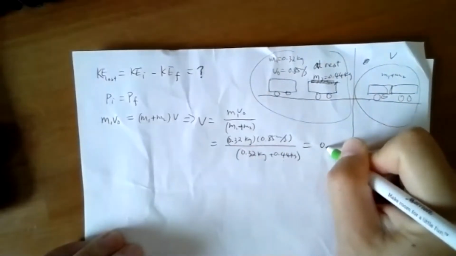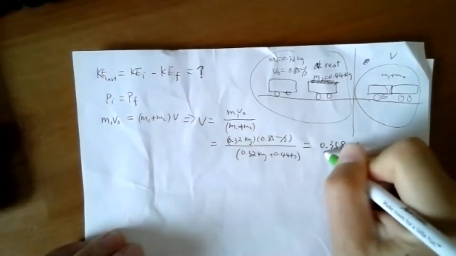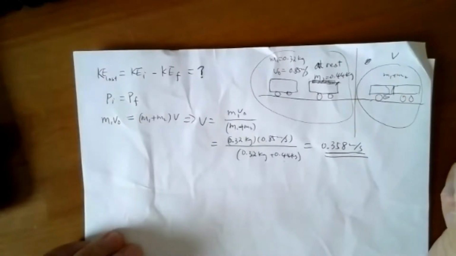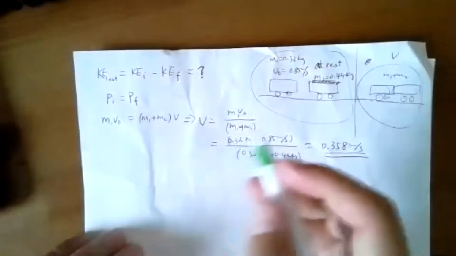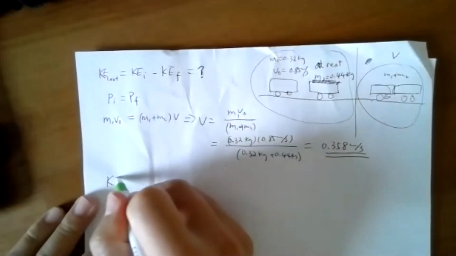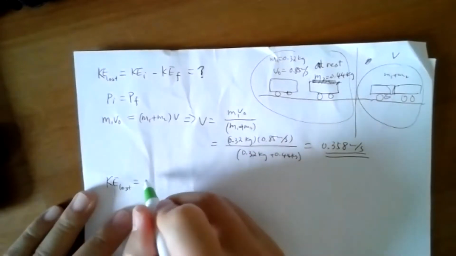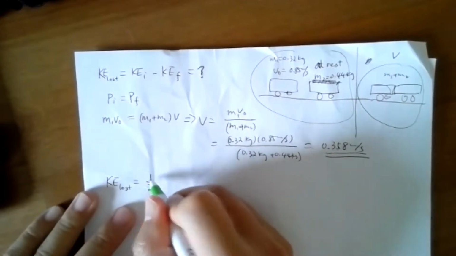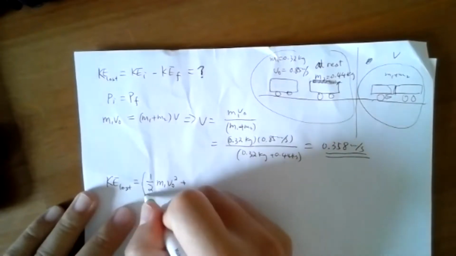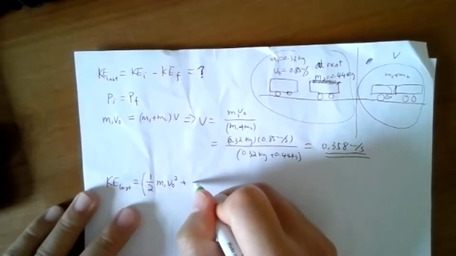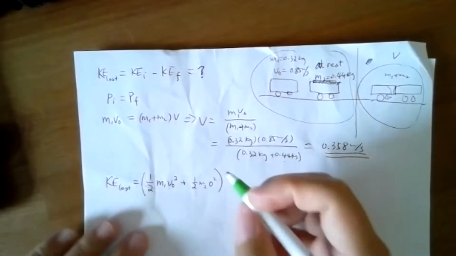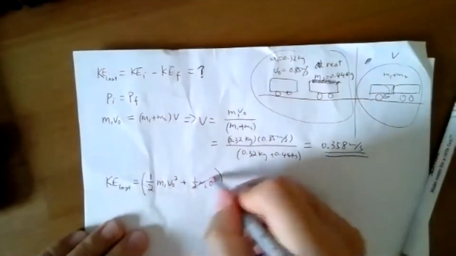That gives you 0.358 meters per second as the final velocity of the two together. Now you're looking for kinetic energy lost. You are doing KE initial minus KE final. So KE lost is equal to, initial, 1/2 m1 v0 squared, plus 1/2 m2 times 0 squared, because m2 is initially at rest. So that guy goes away. That's going to be 0.